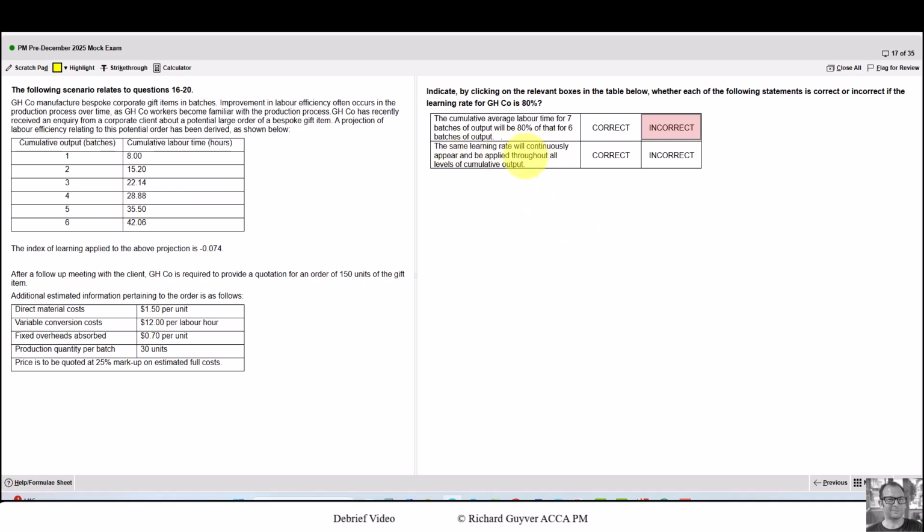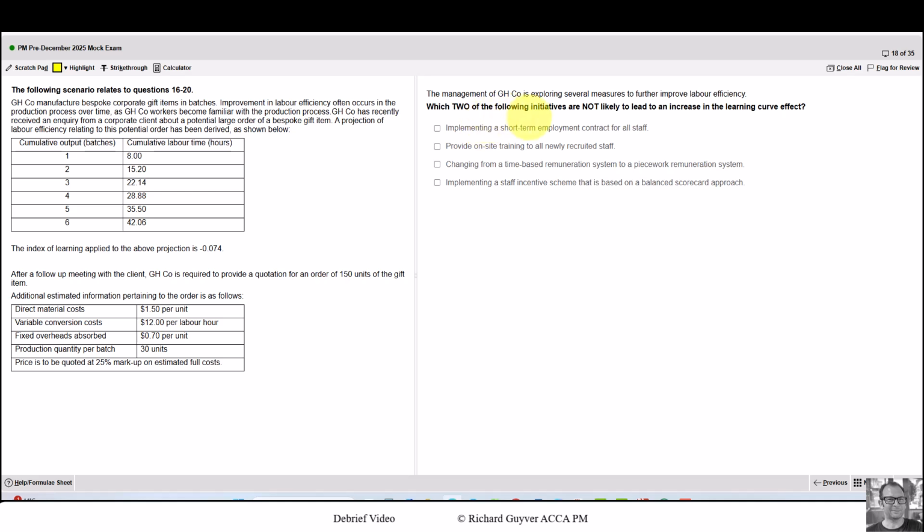The same learning rate will continuously appear and be applied throughout all levels of cumulative output. That's not true. At some point in time, it's expected they'll reach the steady state where no more improvement can be made, and so therefore the learning rate will no longer apply. So that's one outlier. Which 2 of the following initiatives are not likely to lead to an increase in the learning curve effect?